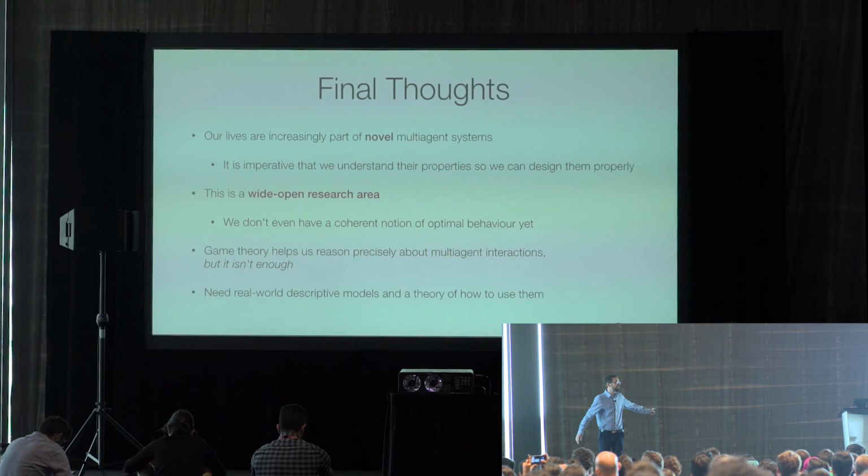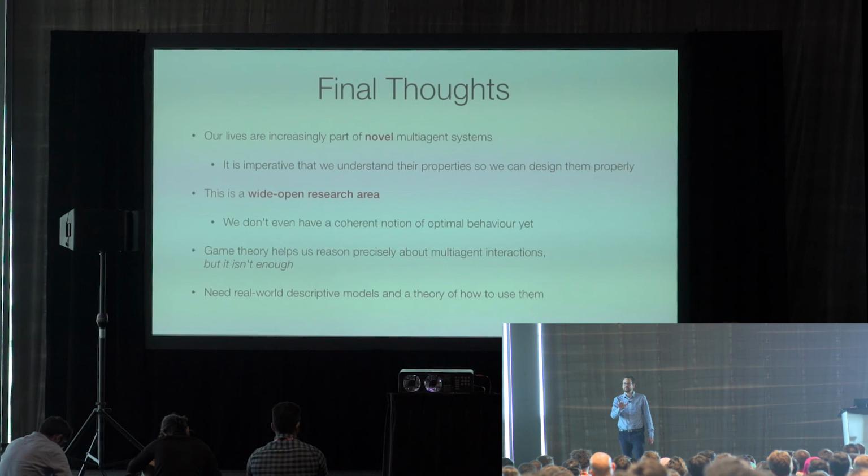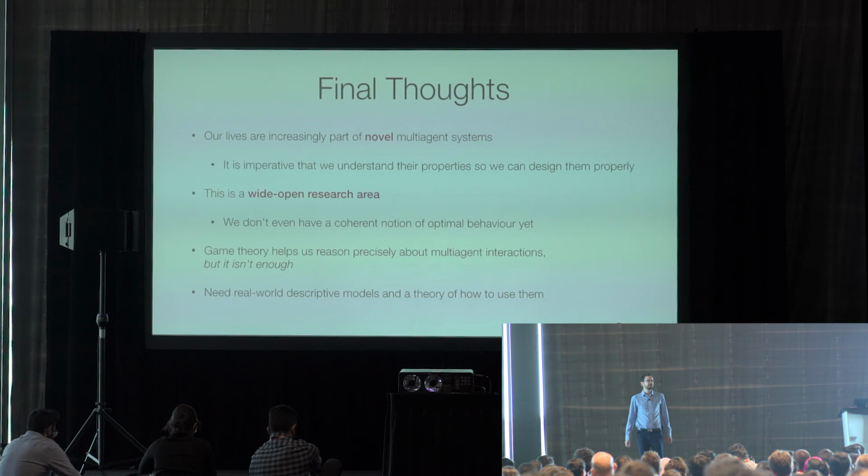We saw this in the talk. We don't even really have a coherent notion of what optimal behavior is. If I ask you, what should an optimal agent do when they show up to a multi-agent system, you can't answer that question yet. You have to say things like, well, what are the other policies of the agent? I don't know. We should know what optimal behavior looks like in theory, right?